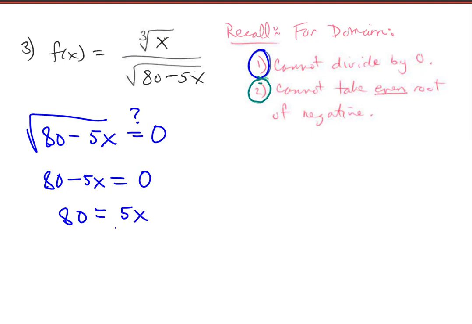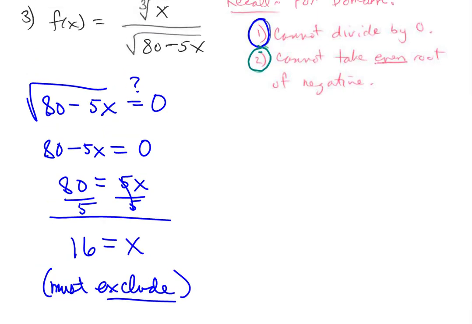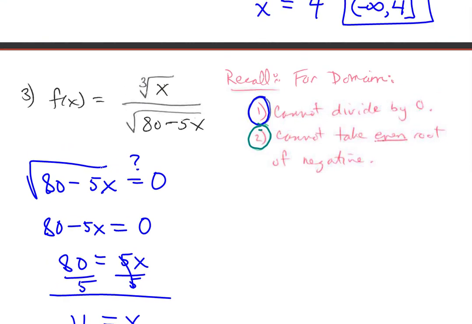If I divide by 5 on both sides, then I'd be left with, the 5's canceling, 16 equals x. Okay, so what's going on with that? Well, x equals 16 is actually a value we must exclude. Why do we have to exclude it? Because when x is 16, this expression of 80 minus 5x equals 0, but that expression happens to be our denominator, which we cannot let be 0. So we have to exclude 16.